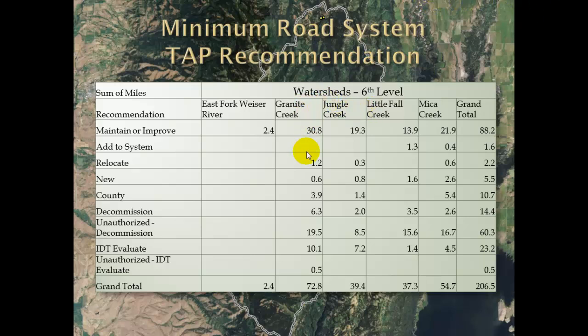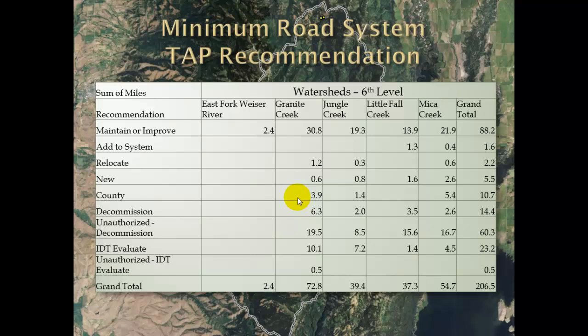So as you look down the column for Granite Creek, for example, you'll see the result of the ID team recommendations in the following categories: maintain or improve the road. There are 30.8 miles in Granite Creek that were assigned to that category. No roads were added to the system, or the recommendation was not to add any roads to the system within Granite Creek. 1.2 miles are recommended to be relocated, 0.6 of a mile of new roads.